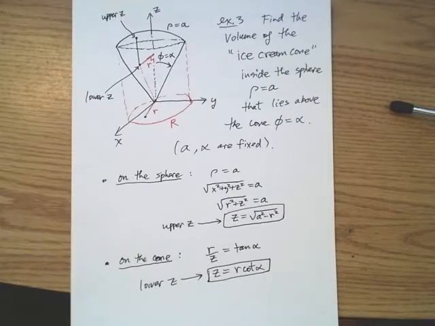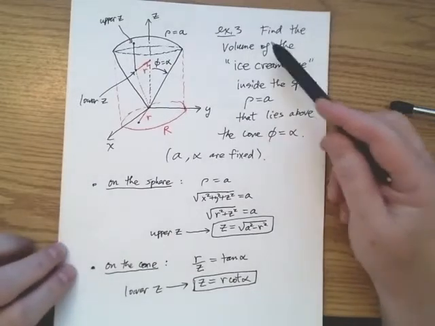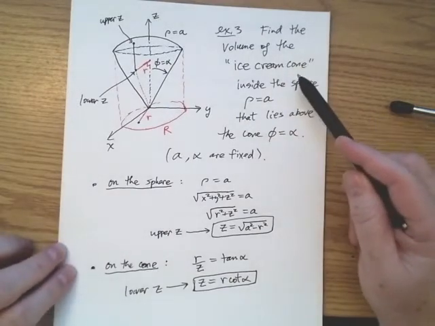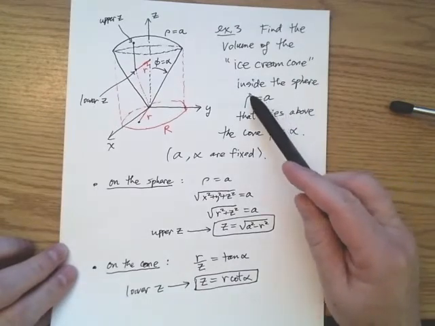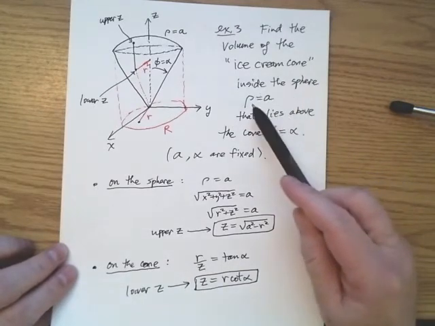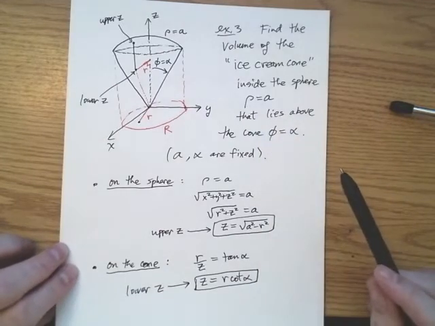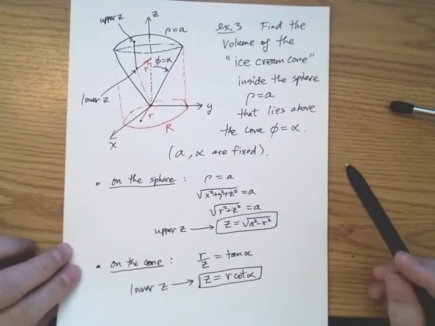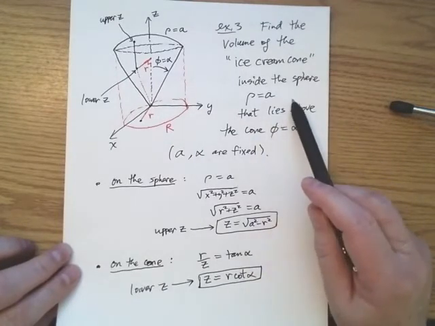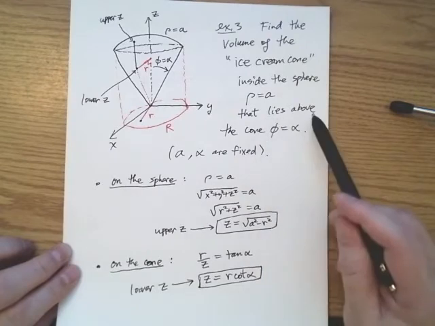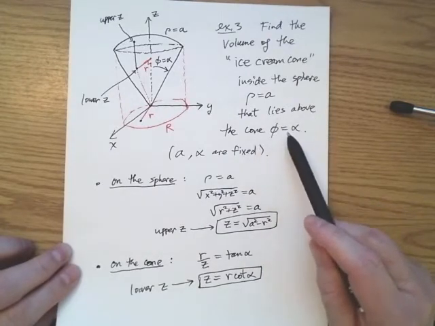Okay, let's work one more problem here. Find the volume of the ice cream cone. I've drawn a picture for you here. That's formed in the following way. It's inside the sphere, rho equals A. Yes, I'm using spherical coordinates. Okay, I'm not going to solve it that way though. But it lies inside the sphere, rho equals A. And then it lies above the cone, phi equals alpha.